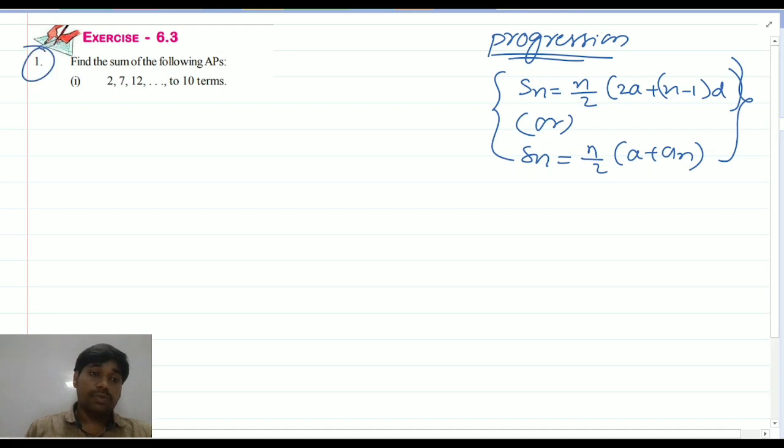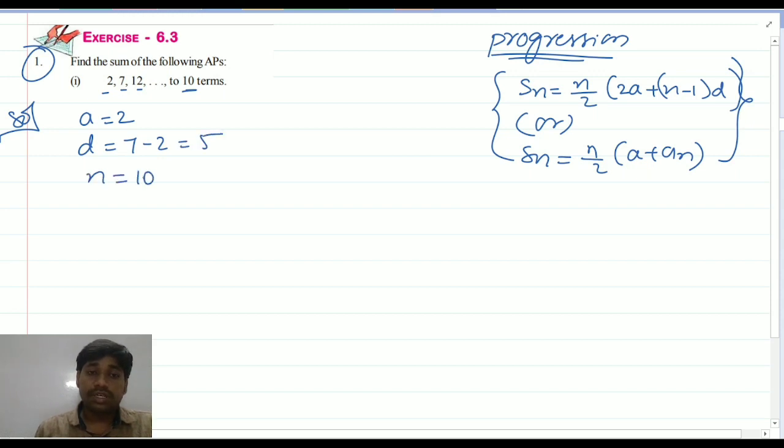Let us start. Find the sum of the following APs: 2, 7, 12 and so on, and 10 terms is given. So see, here the first term is 2 and the common difference is the second term minus the first term, which is 5. So 10 terms are there, we have to find their sum.